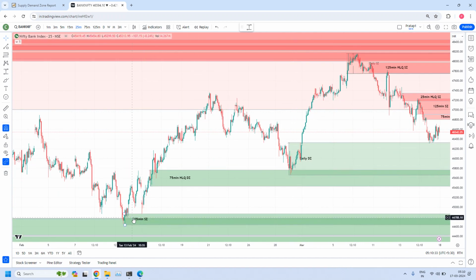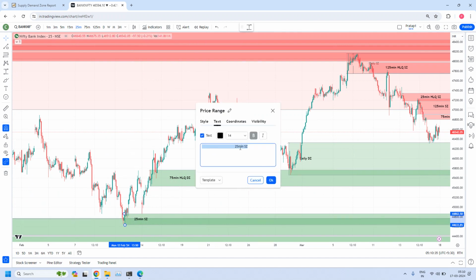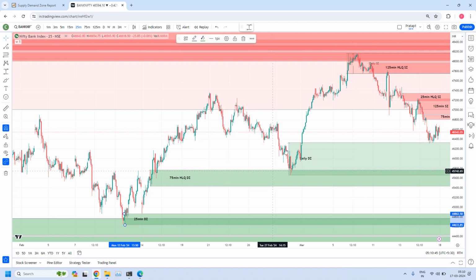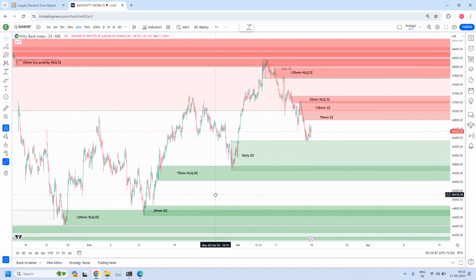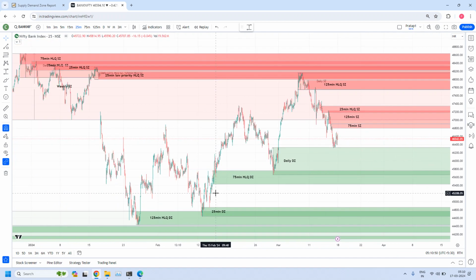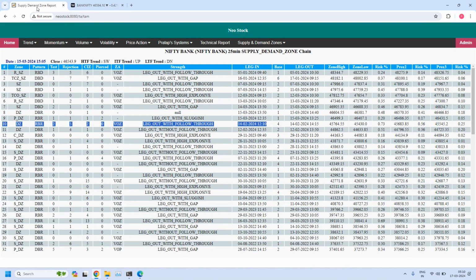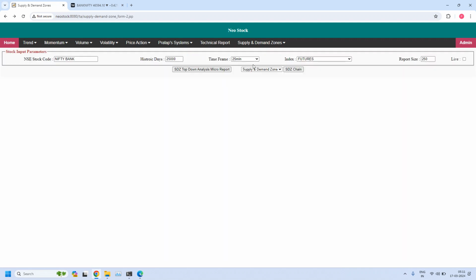This is a normal demand zone. I wrote supply zone. Making mistakes. Sorry. (25 minutes demand zone). Okay. So now let's change the time frame to 15 minutes. They are more important for us, 15 minutes and 5 minutes, because they will help us with Monday and Tuesday's trade setups. So I'm going back, changing the time frame to 15 minutes, generating the chart.